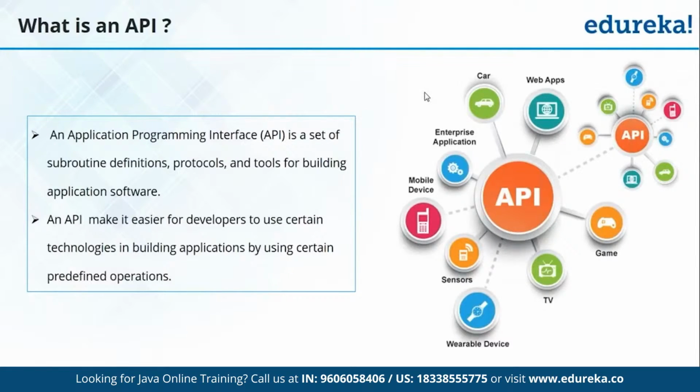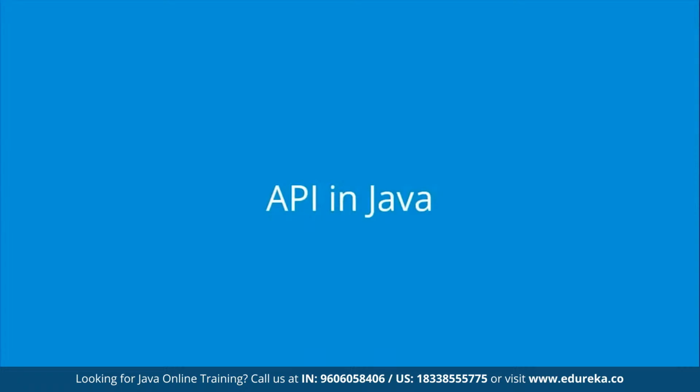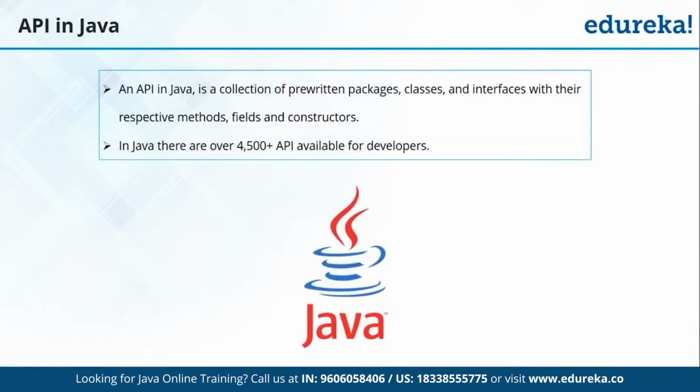Okay, so moving forward, let's try to understand how APIs function in Java. Now, when you talk about APIs in Java, here your definition of API slightly varies to meet the context of Java. Here it is a set, that is a collection of various packages, classes, even interfaces, and their corresponding methods, variables, and constructors as well.